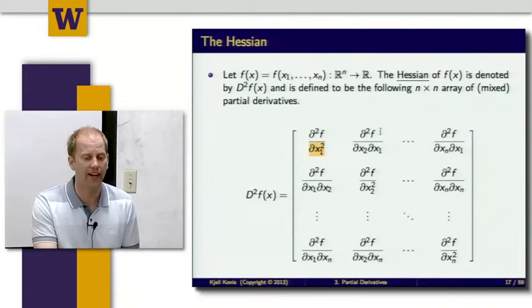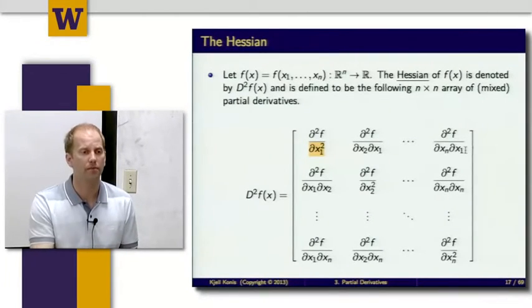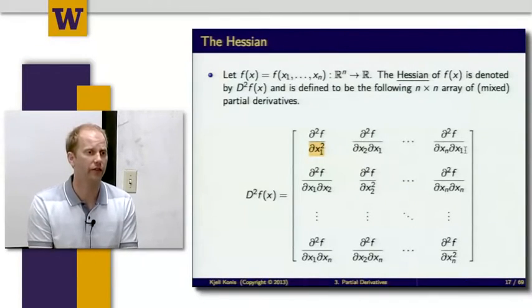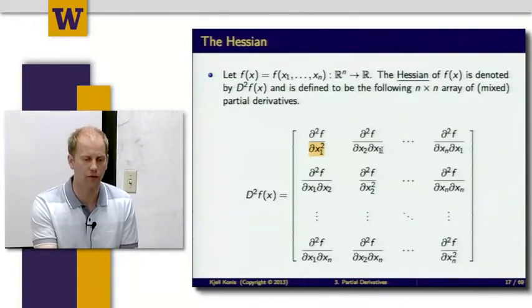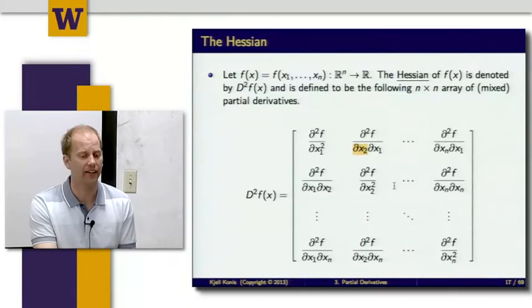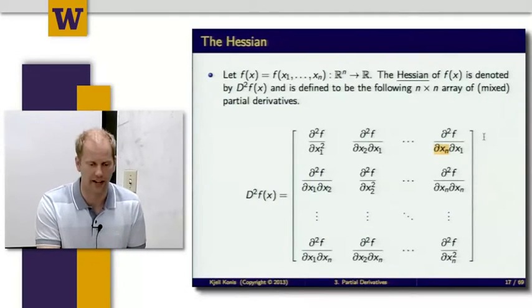And then in the off-diagonal elements, the first row, I take the derivative with respect to x1, the partial derivative with respect to x1 first. So the x1 is going on the right side here. And then I take the partial derivative with respect to x, whatever column I'm in. So if I'm in the second column, I take the partial derivative with respect to x2. If it's the nth column, I take the partial derivative with respect to xn.